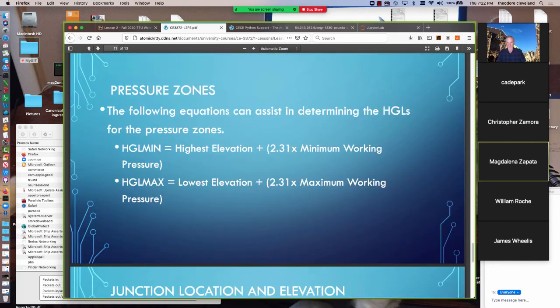We use the concept of hydraulic grade lines to identify these pressure zones. So the hydraulic grade line minimum is the highest elevation plus 2.31 times the maximum working pressure in pounds per square inch. And the maximum is the low elevation plus 2.31 times the maximum working pressure. And so we can use these minimum and maximum hydraulic grade lines to help establish where, as we're moving across a community, we're going to have to do a pressure zone change.